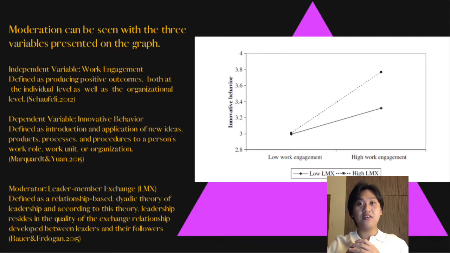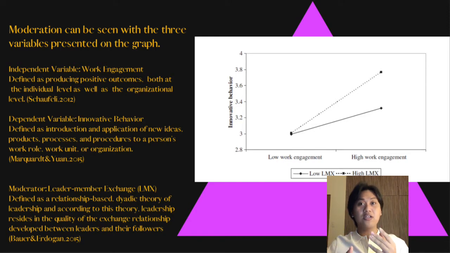Now let's take a look at the graph that was given. It can be seen here that there is moderation due to there being three variables presented on the graph. Let's take a deeper look into this graph. On the x-axis, there are two things, but it is considered one variable, namely low work engagement and high work engagement. This can be categorized as just work engagement, but into two different levels.